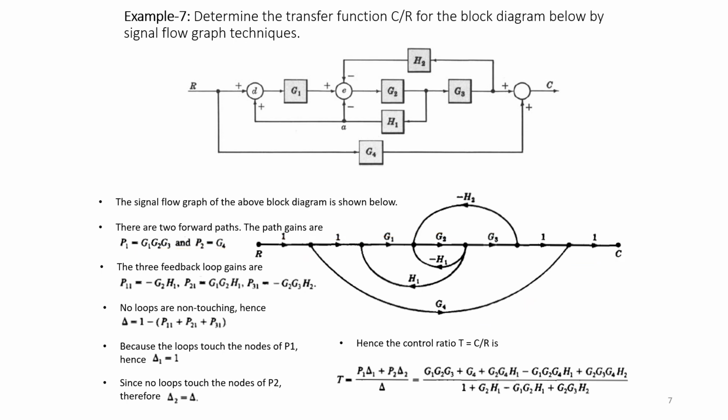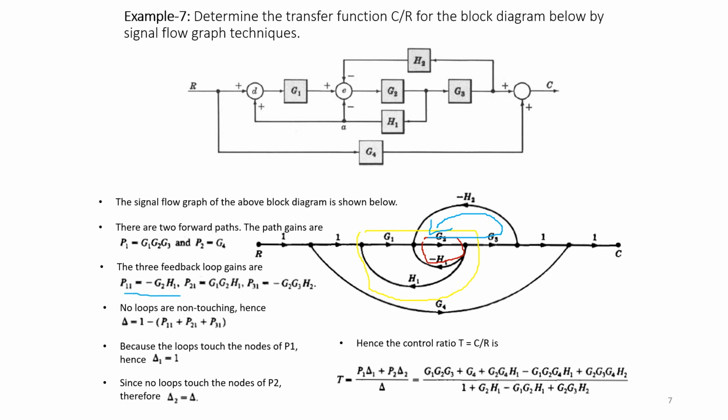Now coming to the number of loops. As you can see here, one small loop is G2 into minus H1. This is one loop. Another loop I can have is this one. And one more loop is here, this one. I'll start from here. I'll come like this. So I have three loops, L1, L2, L3. So L1 is taken as minus G2 into H1.